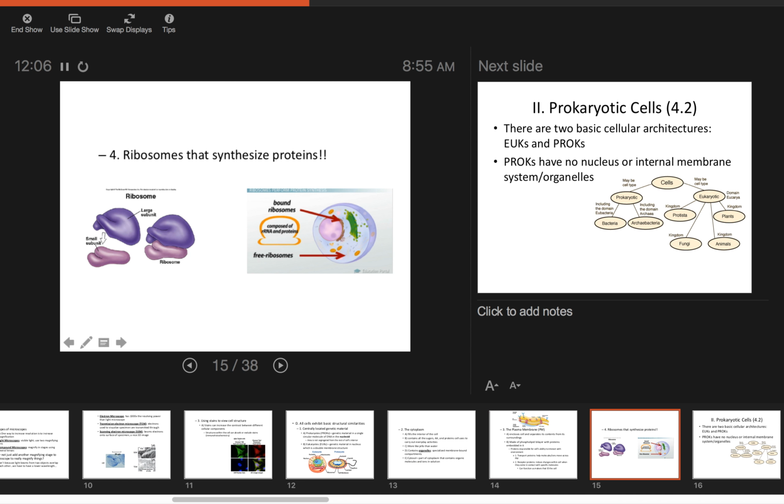Okay, the fourth thing that all cells have in common is ribosomes. The ribosomes' main job is to make proteins, or synthesize them. This is what a ribosome looks like. It's usually made up of two subunits, a large one and a small one. They latch together, they read mRNA, and they make proteins. You can find ribosomes on the ER. You can find ribosomes floating around in the cytoplasm as well.